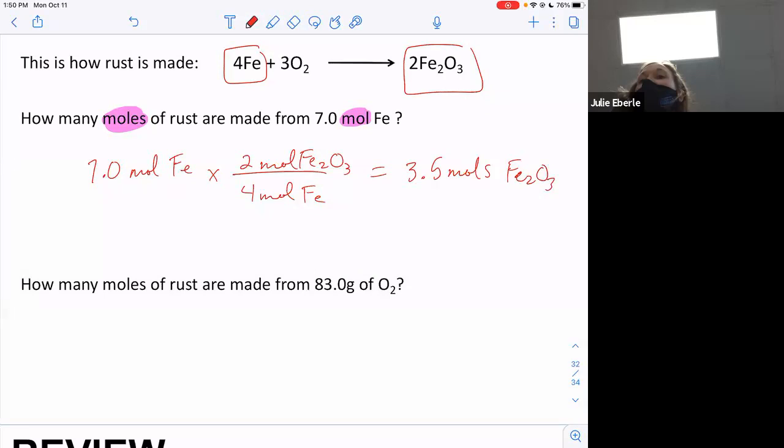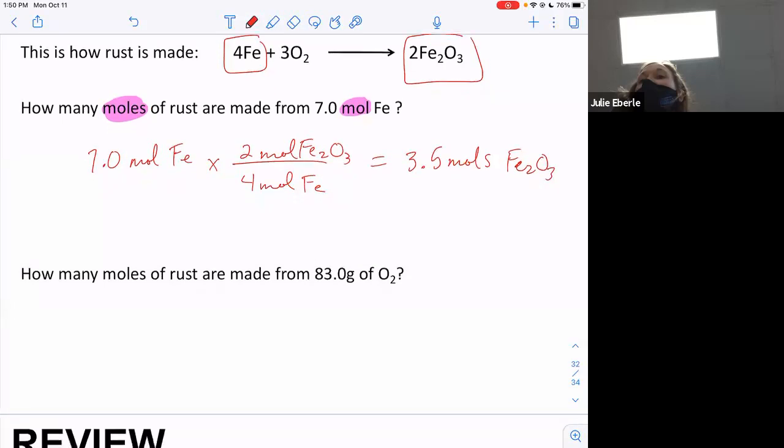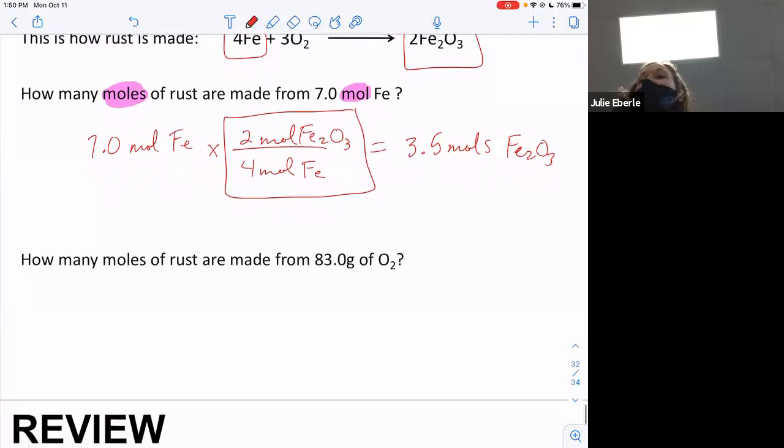Now this next problem is another step at it. So this was a 1-step problem. I say a 1-step problem because I only converted 1 thing. This next problem is a 2-step problem, because if you look at the units, I'm going to highlight those again. It's asking for moles of rust, but instead of starting with moles of something, we're starting with grams of oxygen. So we're going from grams of one thing to moles of something else. This is going to be a 2-step problem.